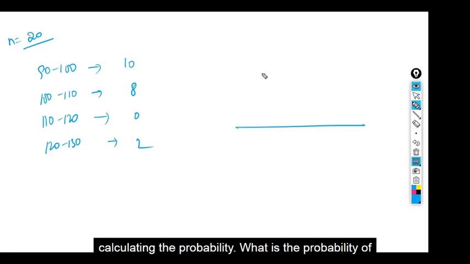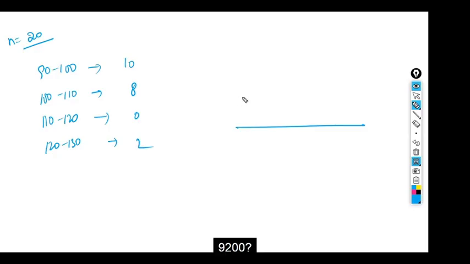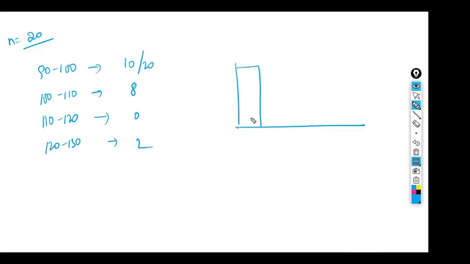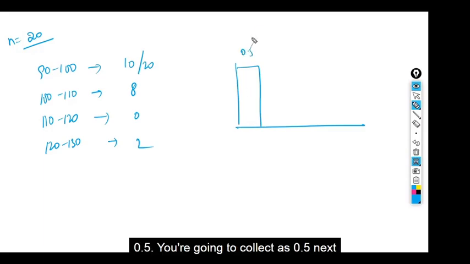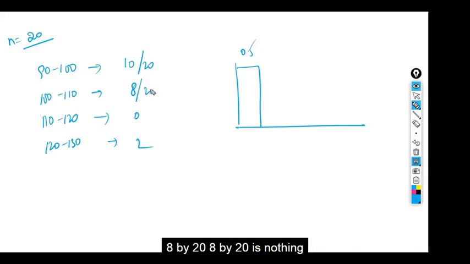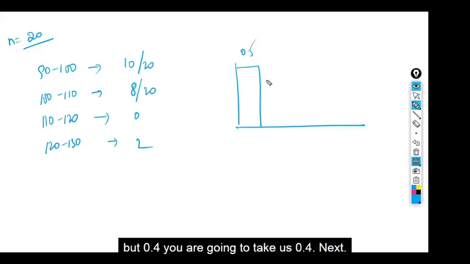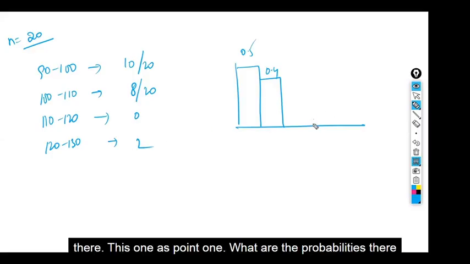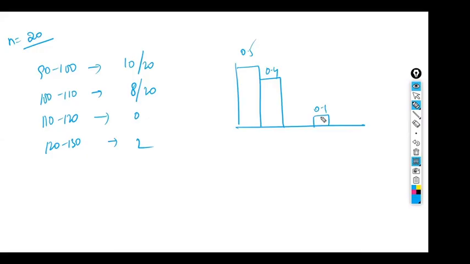Now you calculate the probability. What is the probability of 90 to 100? That is 10 by 20, which is nothing but 0.5. Next, 8 by 20 is nothing but 0.4. Next, this one has 0, nothing will be there. This one has 0.1. Whatever the probability is there, that same probability you represent here.